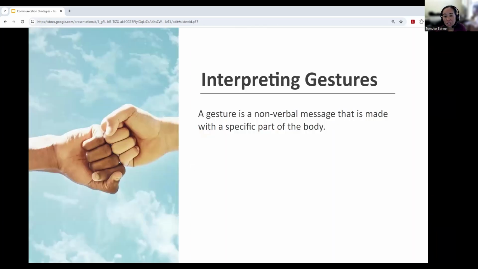Interpreting gestures. A gesture is a nonverbal message that is made with a specific part of the body. Gestures differ greatly from region to region and from culture to culture. And of course, in Hawaii, we have different gestures from other places. But below, we have a list of gestures that have common interpretations in North America.